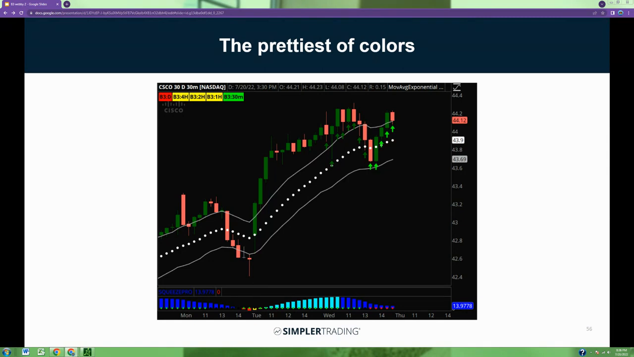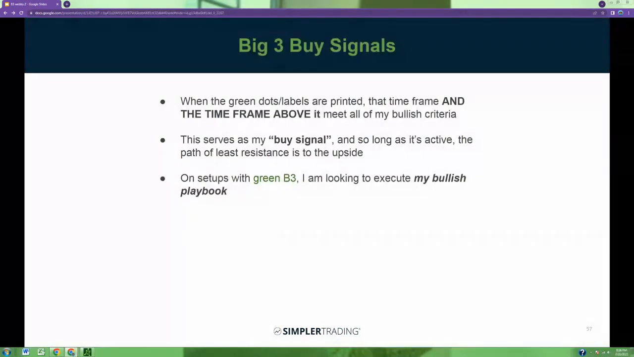I'll show you guys in a bit, but I'm telling you, the scan is crazy. And yeah, it's a volatile market, sure, but it's crazy how many clean setups there are, bullish and bearish, across multiple time frames. So we'll talk about the big 3 buy signals first. Like I said, green arrows or green labels mean that time frame and the time frame above it meet all my bullish criteria. Real quick, guys, I'm not going to get a daily buy signal unless the weekly chart also fits all the criteria.